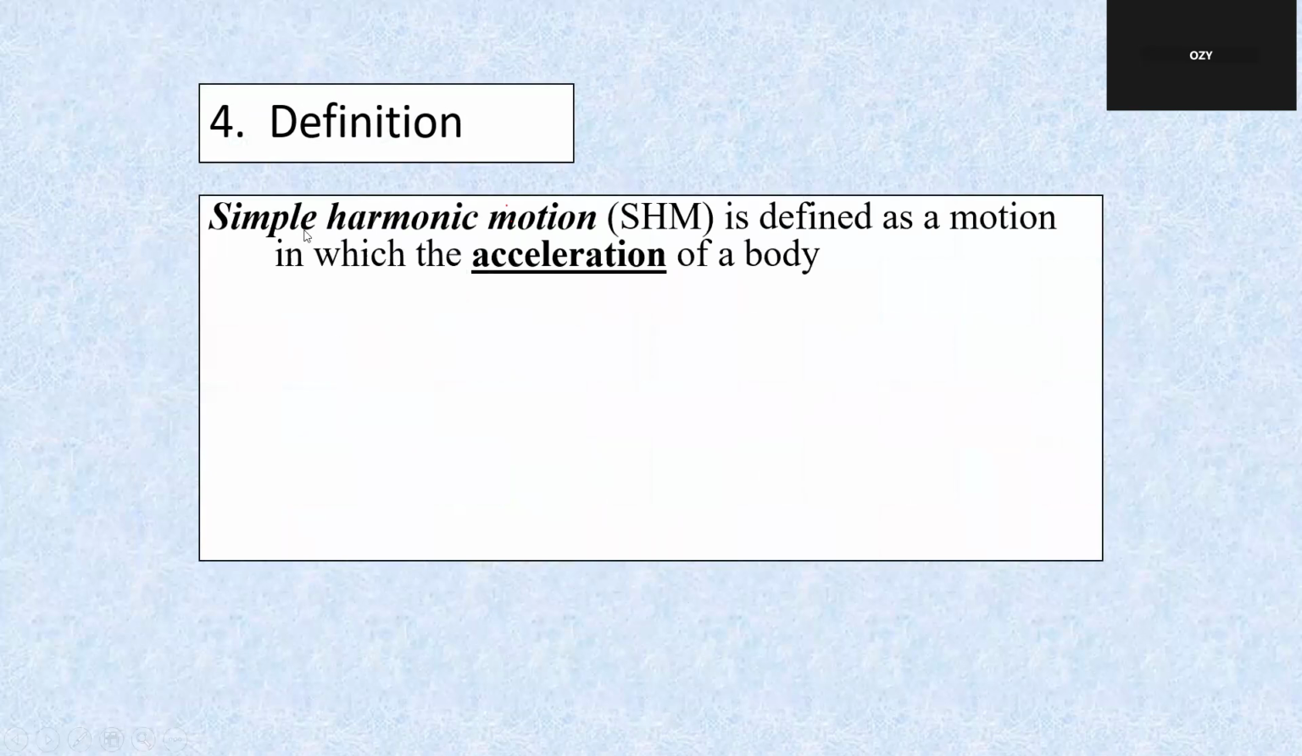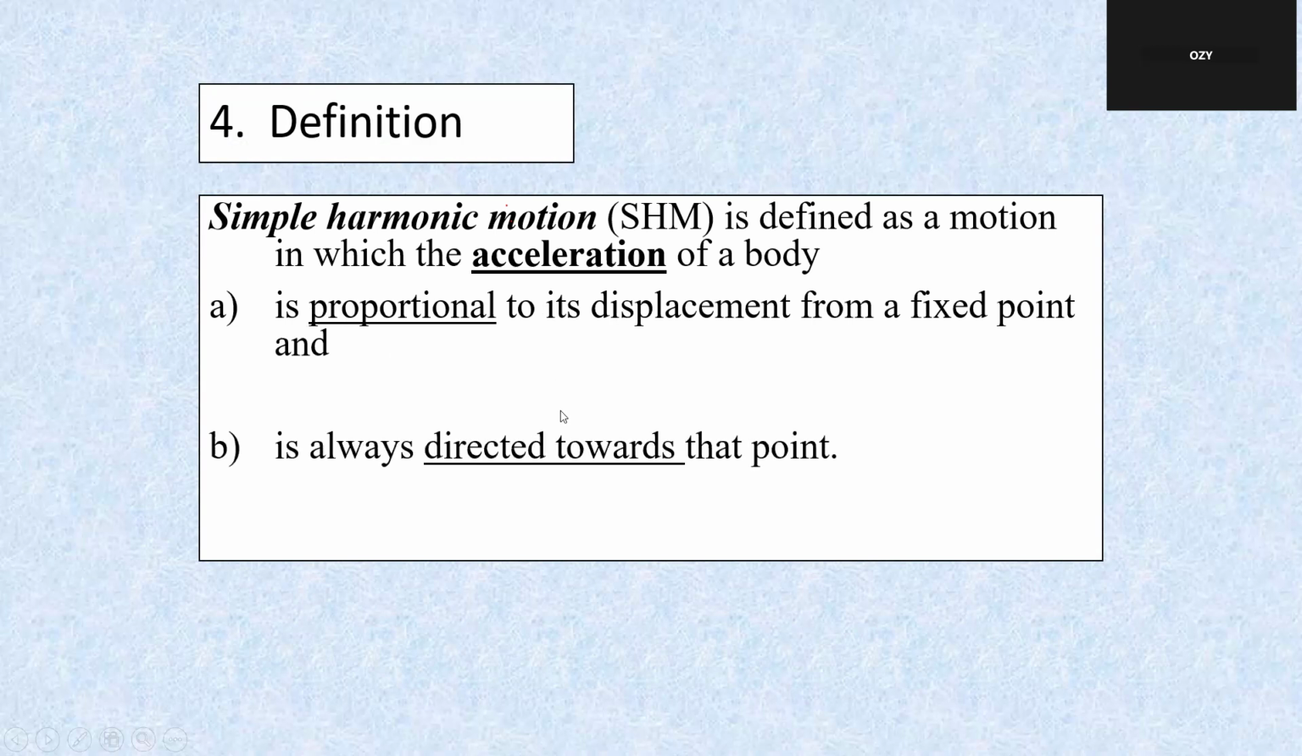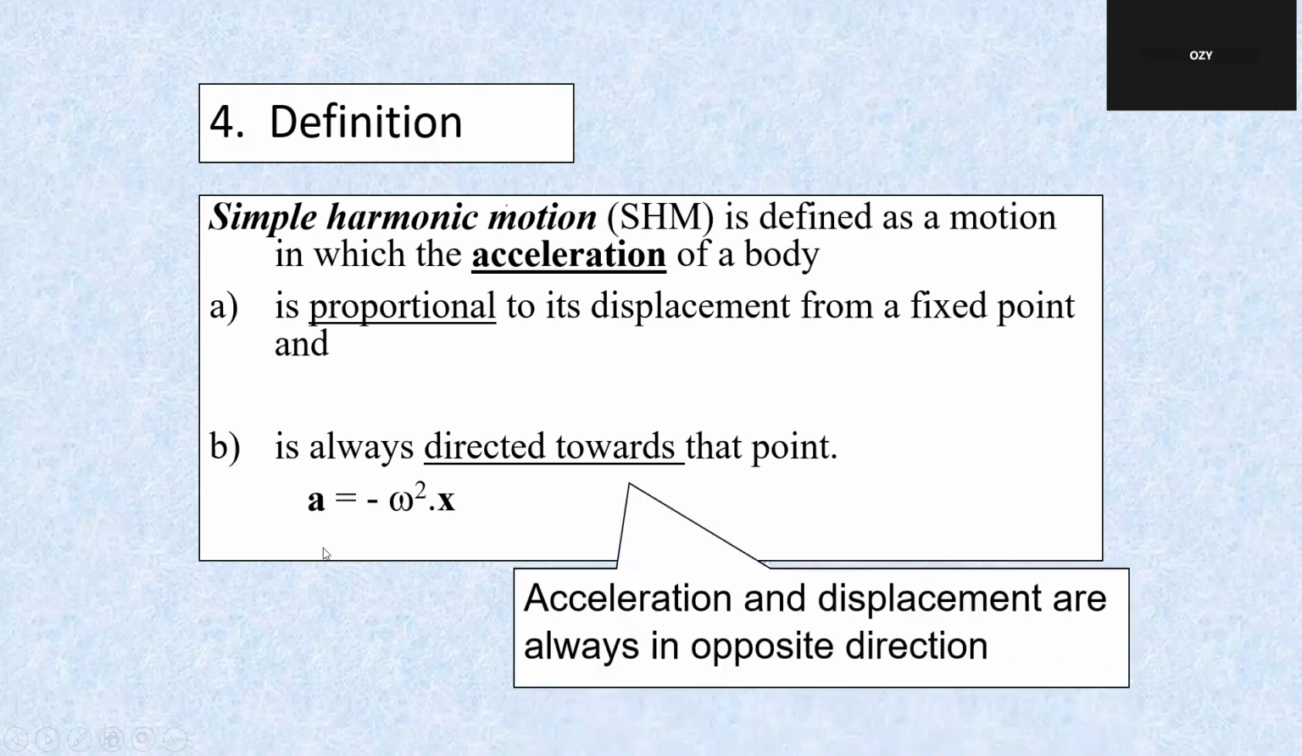Okay, we define simple harmonic motion as a motion in which the acceleration of a body is proportional to its displacement from a fixed point, always directed towards the point. Right? Or we summarize it with a equals minus omega squared x. Memorize this: acceleration and displacement are always in opposite directions, or always directed towards the point. Either way.